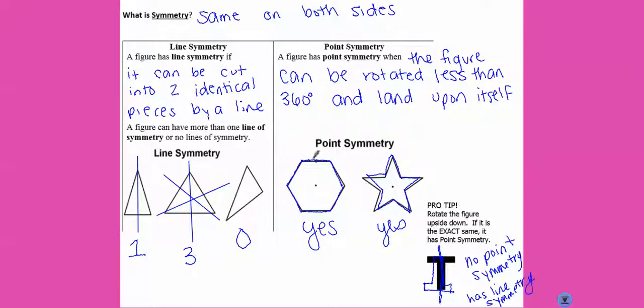And some things, like our hexagon, this has point symmetry, but I could also draw a line through the middle, and it would be the same on both sides, so it would have point and line symmetry.